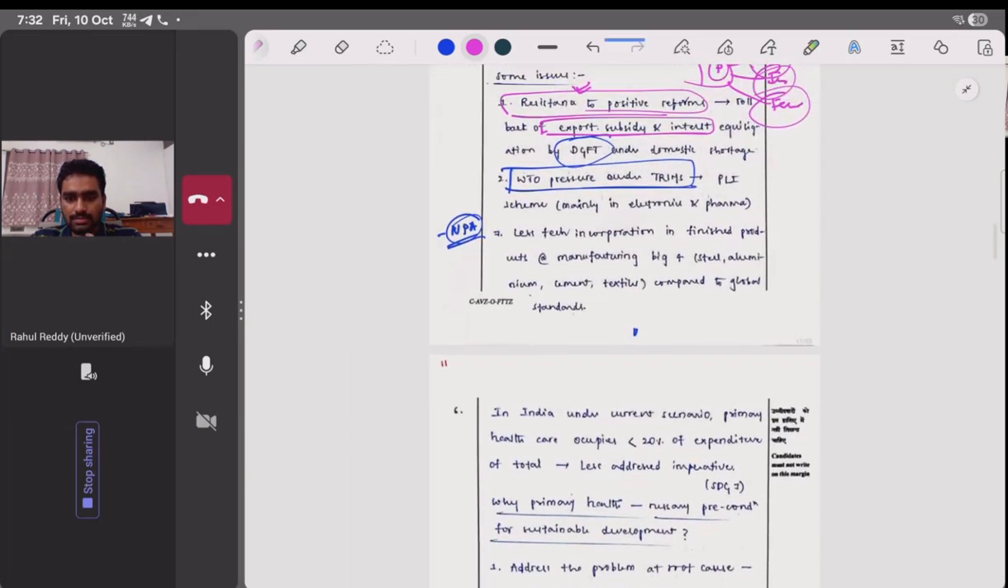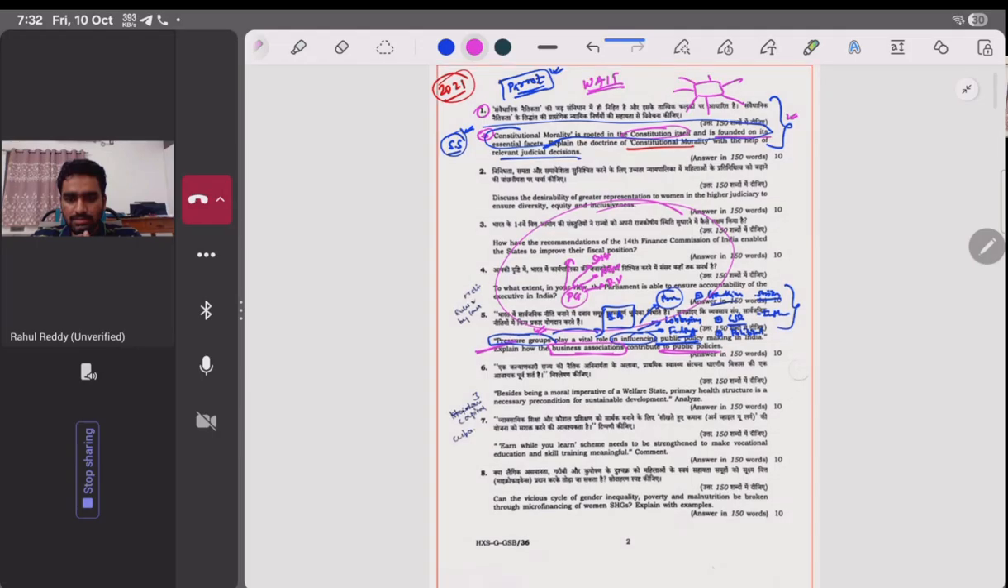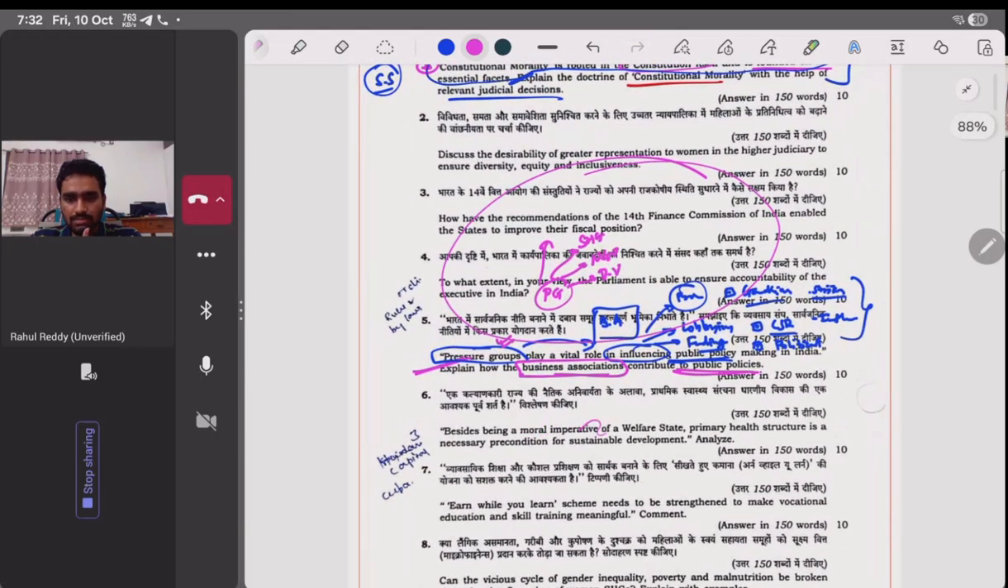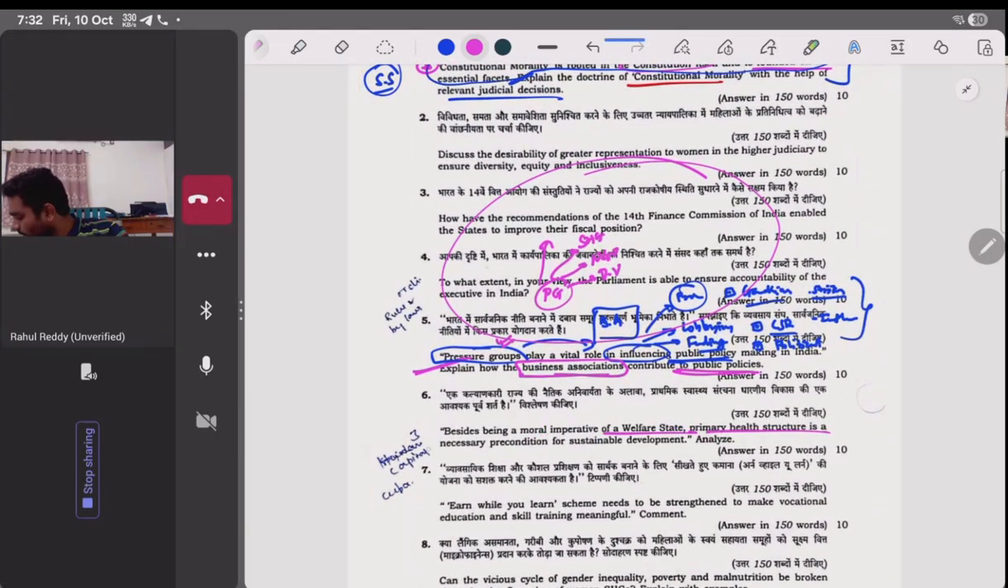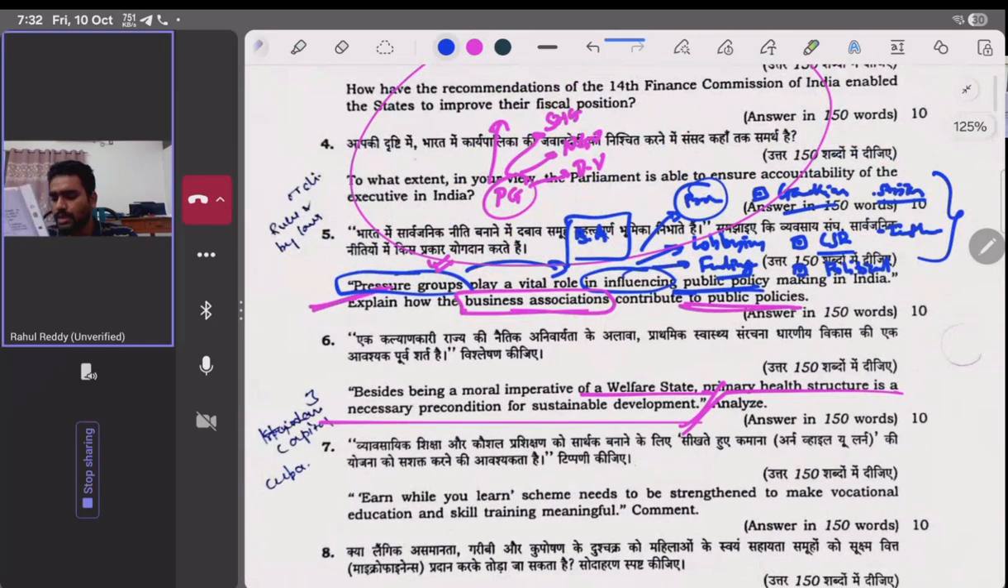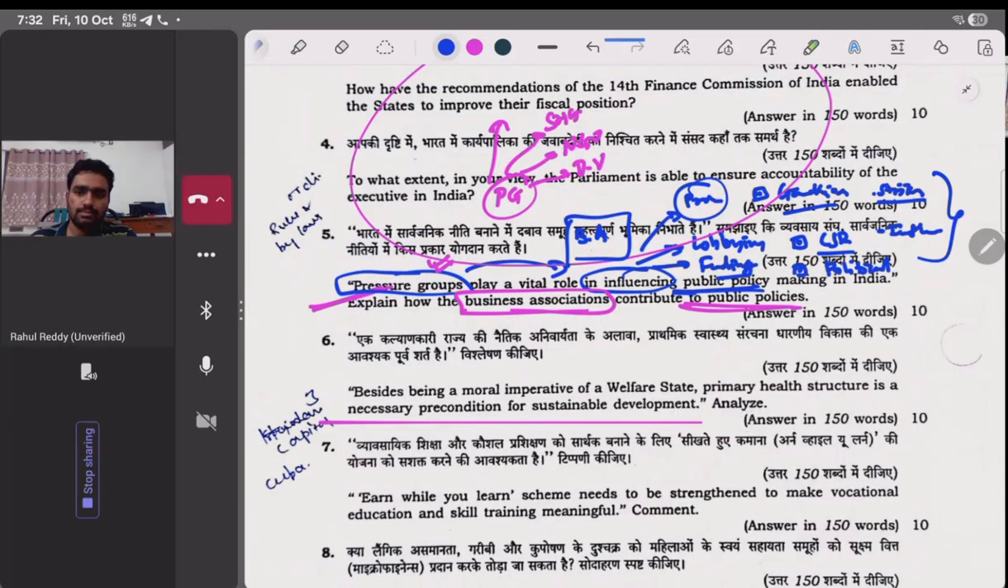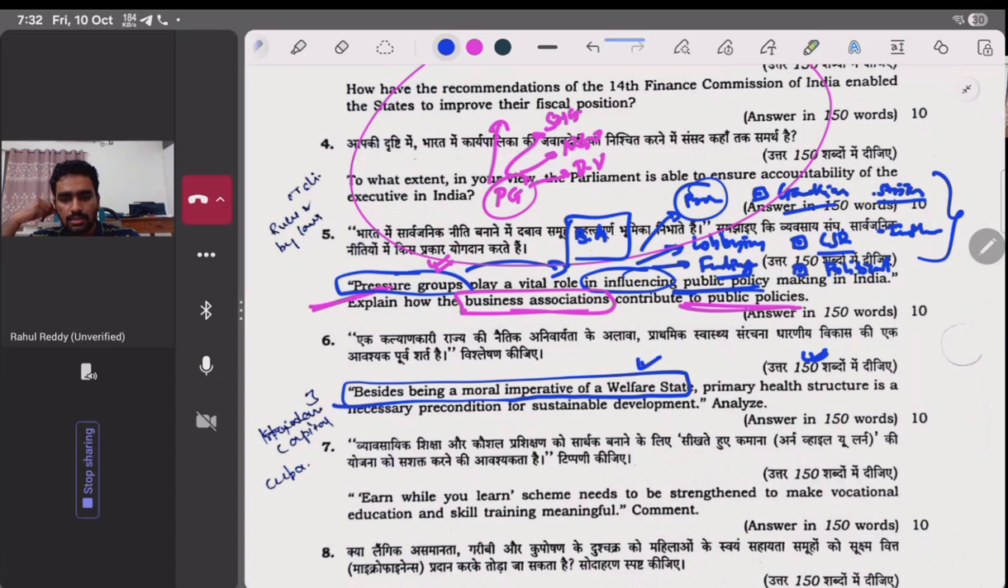Again, let us look at the question that has been asked. The question is: besides being a moral imperative of a welfare state, primary health structure is a necessary precondition for sustainable development. Analyze. What you have written mostly talks about primary health structure being a necessary precondition, but you have ignored the first part. Besides being a moral imperative of a welfare state, what is the moral imperative of a welfare state?